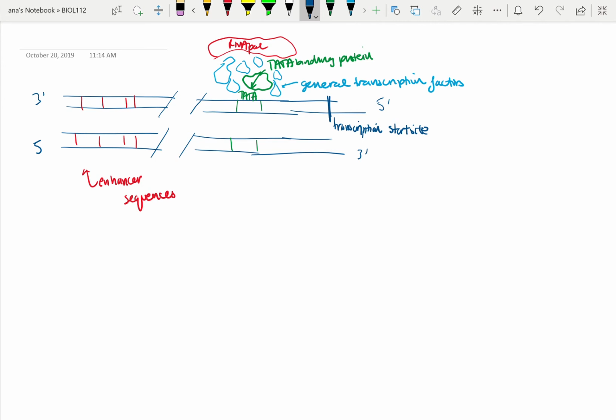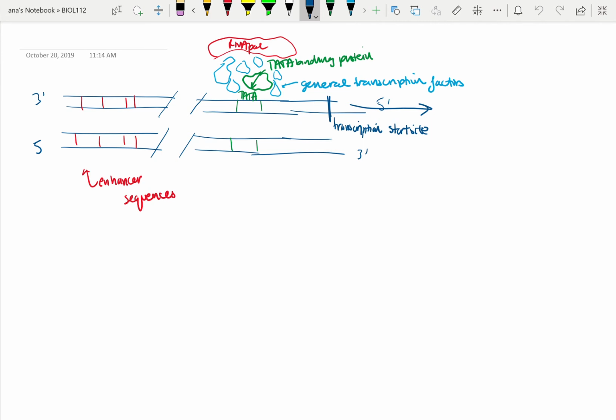And so once the RNA polymerase reaches the transcription start site or the +1 site, that's when the first RNA base is added to make the RNA, and then it'll keep reading along the strand. It'll keep going until it reaches the terminator sequence.